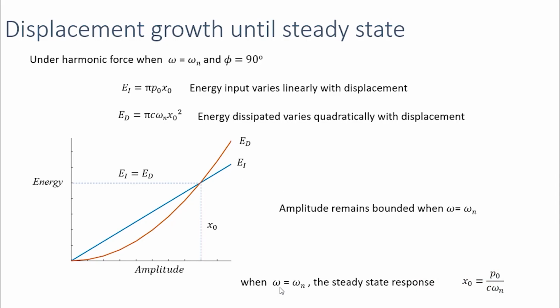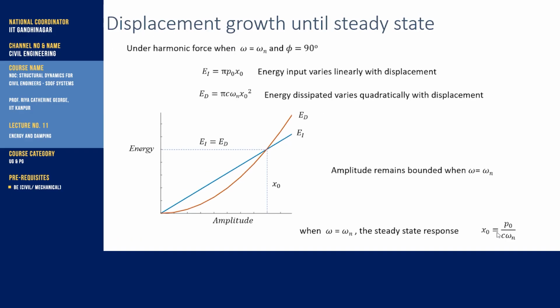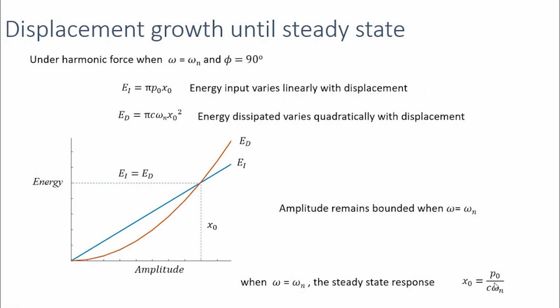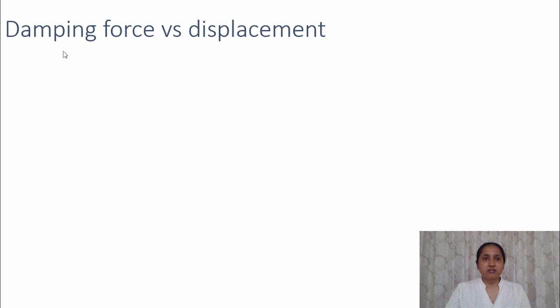That will force the amplitude to reduce. And when omega is equal to omega n, the steady state response can be written as P naught by C omega n. So this we can find out from the expression of the steady state amplitude we have calculated earlier. Now let's understand how the damping force is related to the displacement.